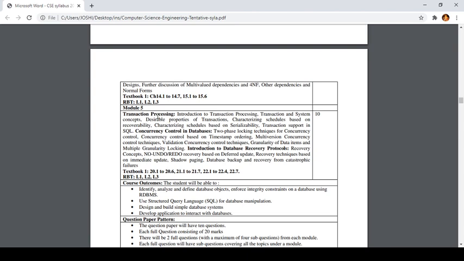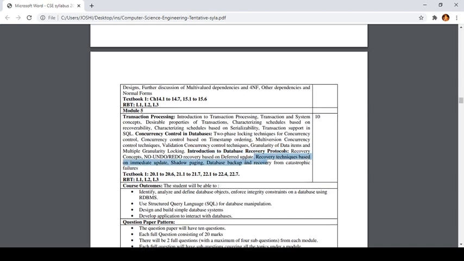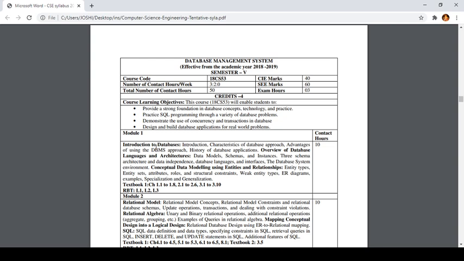Model 5 includes the transaction processing, introduction to transaction processing, transaction system concepts and desirable properties of transaction, characteristics, schedules based on the recoverability, characterizing the schedules based on the serializability, transaction support in the SQL, concurrency control in database. It uses so many algorithms. One is two-phase locking, then it also includes the database recovery protocols, undo and redo, and recovery based on deferred updates. Okay, so first we will go to introduction to database.